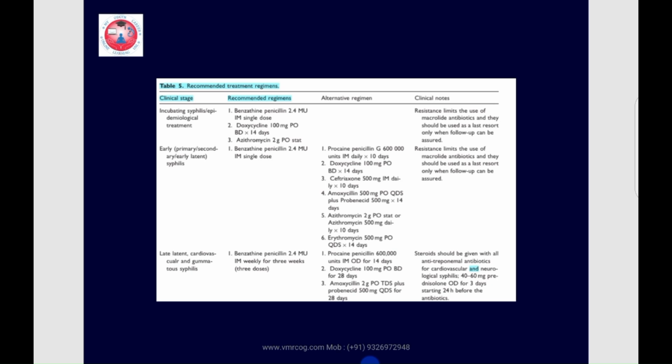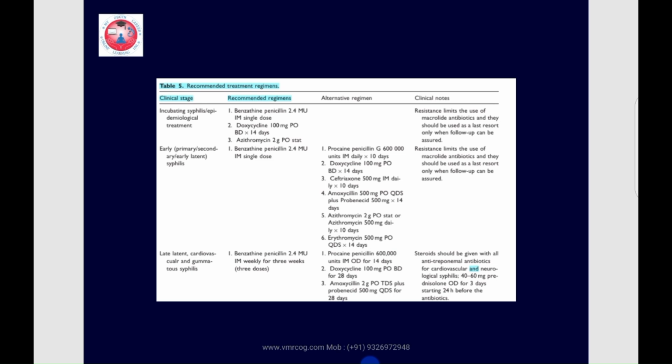Okay, and amoxicillin 2 gram orally TDS. Here the amoxicillin dose is also increased. Instead of 500 we are using 2 gram TDS plus probenecid 500 milligram QDS for 4 weeks, that is 28 days. Okay, and remember, steroids should be given with all antitreponemal antibiotics for cardiovascular and neurological syphilis: 40 to 60 milligrams of prednisolone OD for 3 days, starting 24 hours before the antibiotics. So when we are treating gummatous, cardiovascular or neurological syphilis, steroids are indicated. Prednisolone 40 to 60 milligram is recommended.